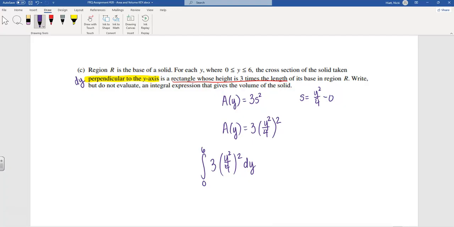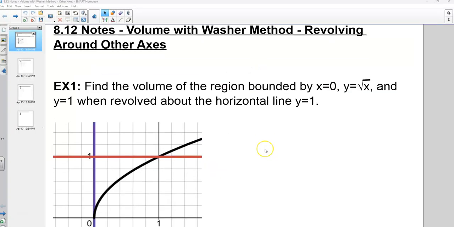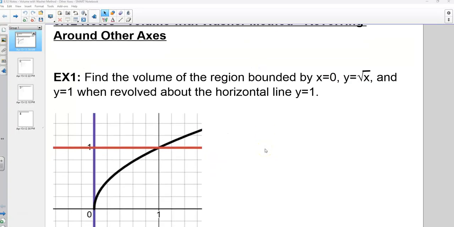That cross-section stuff, it's easy to get it mixed up with what we're doing right now. So I would pay close attention to those as you go through these. All right, today we are going to be revolving around other axes. So we already did one problem because we did the one from the FRQ assignment.